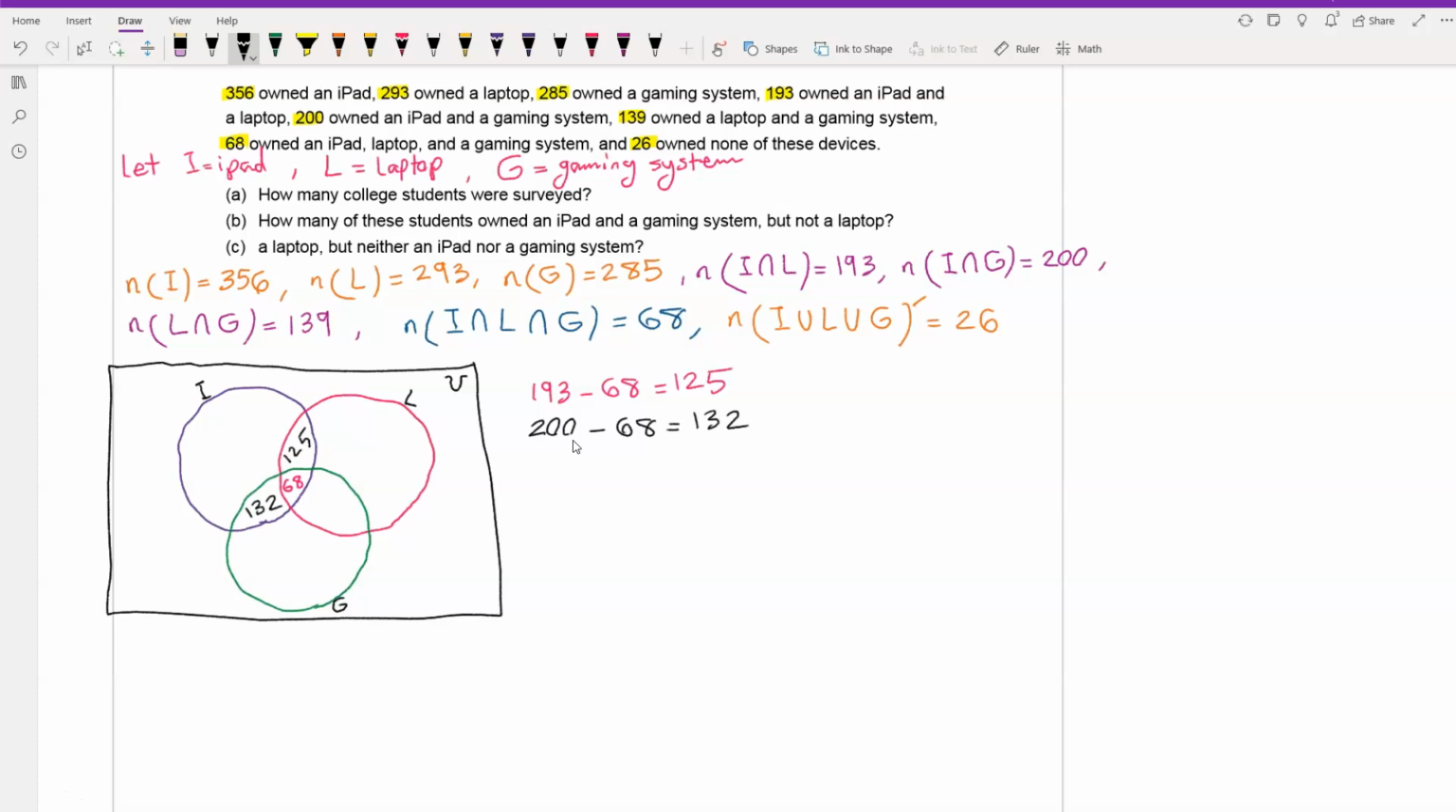And then this part, we try to find this one. Between L and G, we have 139, but we already have 68 here, so subtract 68 from 139 to find the answer for the rest of this part.